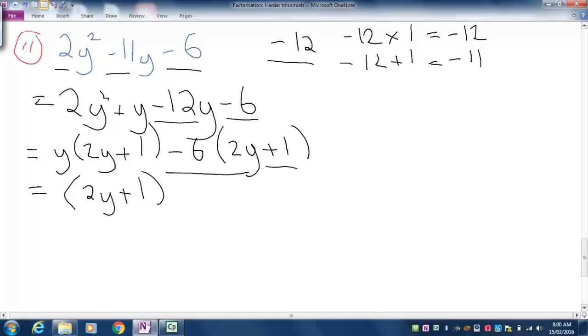Repeated factor 2y plus 1 goes in the first set of brackets, and then y minus 6 in the next set of brackets. And of course those brackets could be written the opposite way around. I hope that's helpful.